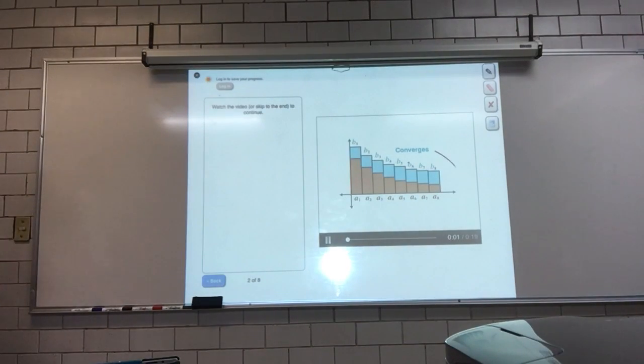Right. The sum or area of the a's is less than the sum of the b's. So the sum of the a's also has to converge. And the a's have to converge to a value less than the b's. And if I instead tell you that the sum of the a's diverges, then what can you tell me about the sum of the b's?